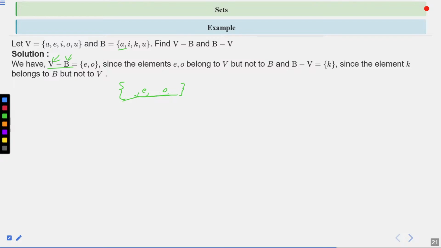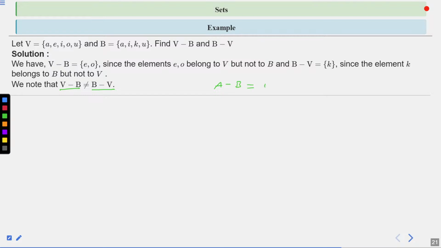Clear? The same goes for B minus V. I hope the approach is clear. So the same conclusion: V minus B is not equal to B minus V. Clear? So in general, if someone asks, do we have A minus B same as B minus A? You can answer them, no. In general, we do not have this case.